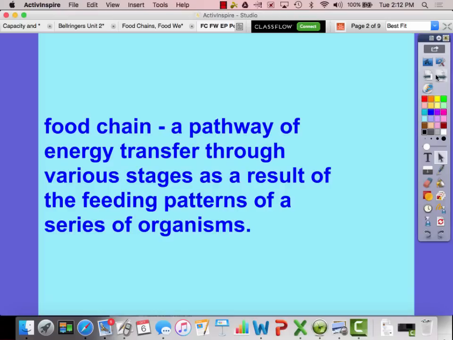So first you need to know about a food chain. Now a food chain, remember, it's a pathway of energy transfer through various stages as a result of the feeding patterns of a series of organisms. And basically what that means is that things get energy from eating things.